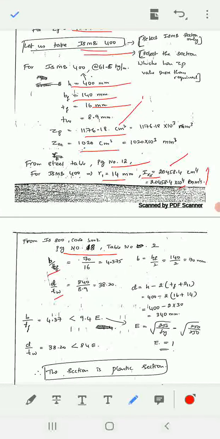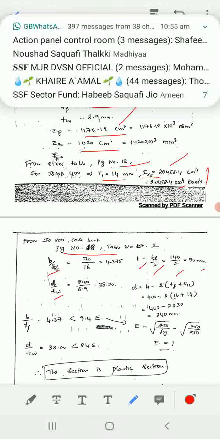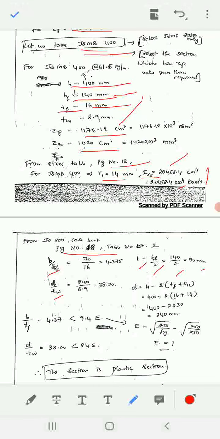B by TF is 70 by 16, B is 70. How did we get B as 70? We have BF as 140, so B is BF by 2, that is 70 mm. TF is directly given as 16 mm here, and dividing by that you will get 4.375. And D by TW: D you have to find by this formula, which you have to remember: H minus 2 into TF plus R1. H is 400, minus 2 into TF, 16, and R1 is 14 mm. Then you will get D value 340. 340 by TW, that is 8.9, you will get 38.20.